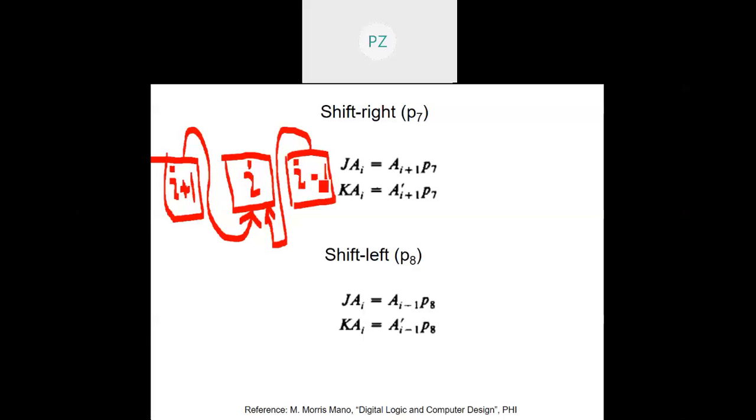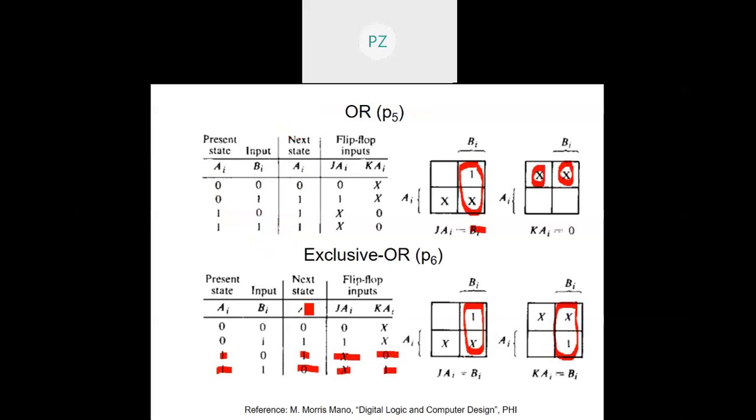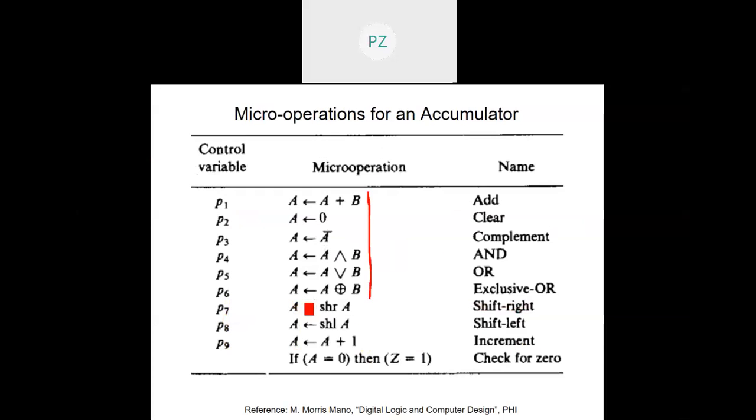Suppose a 1 was here, so J will receive 1 and K of the ith stage will receive 0, so it will get set, it will become 1. So 1 from i minus 1 has moved to i, so this has shifted left. So for shift right and shift left, you can have these design equations, right? This one, and for shifting right, this one, right? So these two are also covered this way.